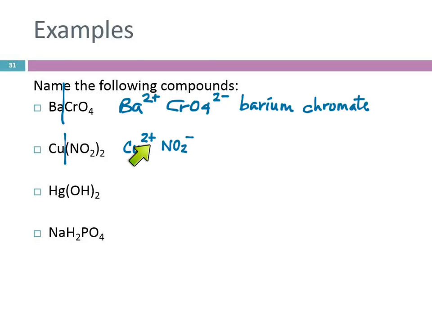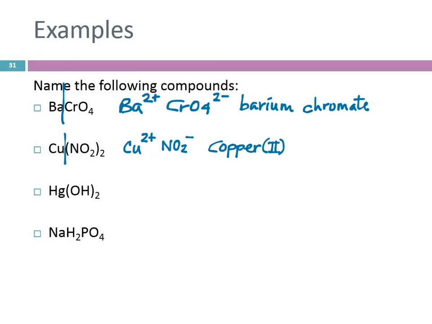We need the charge here because copper needs a Roman numeral. It's not predictable from the periodic table. Groups 1A, 2A, 3A, zinc, silver, cadmium. And chant that a few times. If it's not one of those, it needs a Roman numeral. This needs a Roman numeral. We figured out the charge, copper 2.